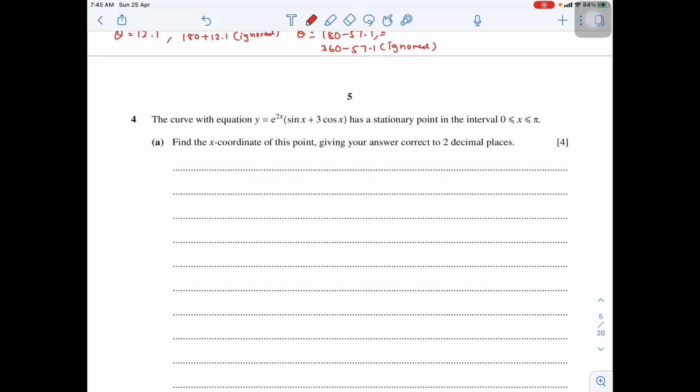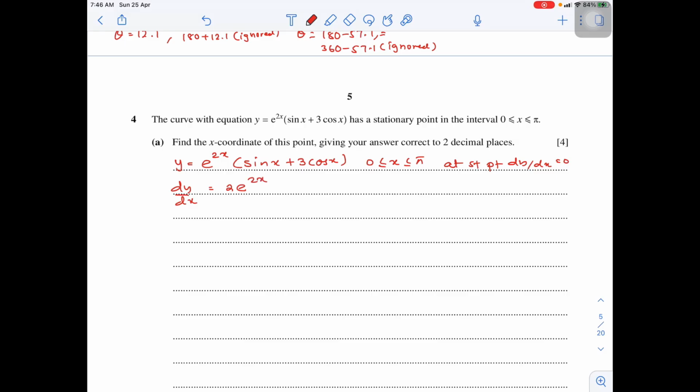The curve with the equation y equals e to the power 2x times sine x plus 3 cos x has a stationary point in the interval 0 to pi. Find the x coordinate of this point, giving your answer correct to two decimal places. So I'm writing y equals e to the power 2x times sine x plus 3 cos x, between 0 less than or equal to x less than or equal to pi. At a stationary point, dy over dx is 0.